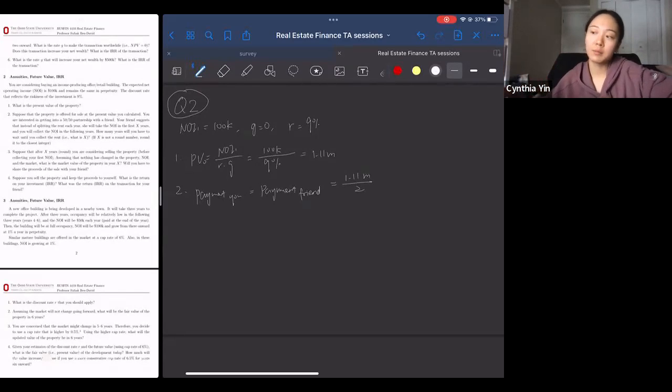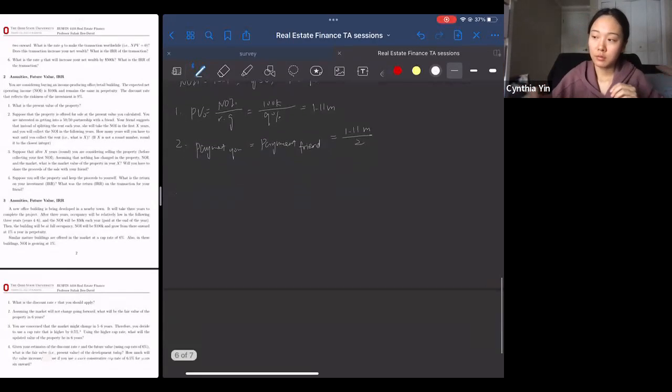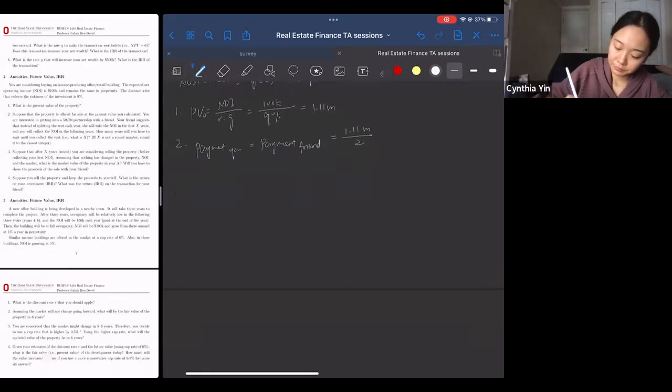But your friend, considering some other things, says, oh, how about this? I will just collect the cash flow for the first several years, and then you collect all the cash flows in the future. And the goal is to find how many years she wants to collect in this suggestion. So there are two ways to do this.